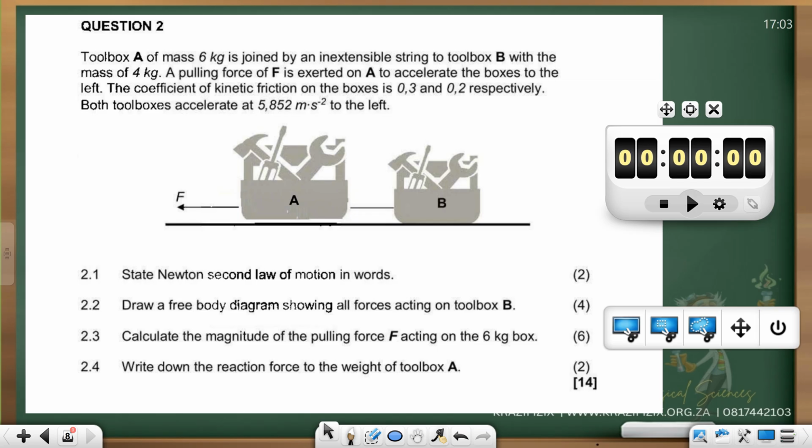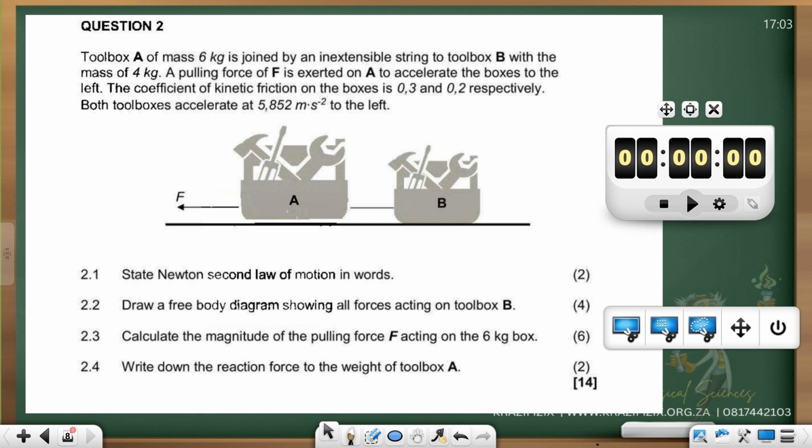Awesome, guys. Time up. I'm sure you were able to do what you could do. Let's walk through this question. This question begins with you reading and reading and reading, or reading to a point of complete understanding. All right, so let's read together.